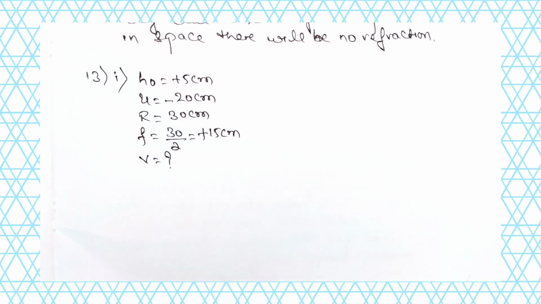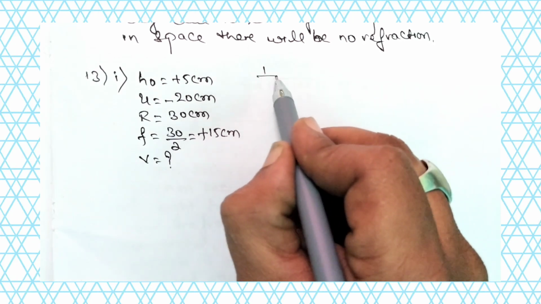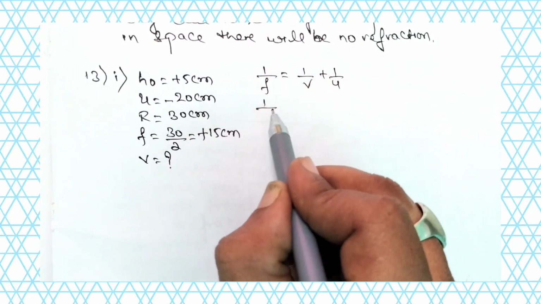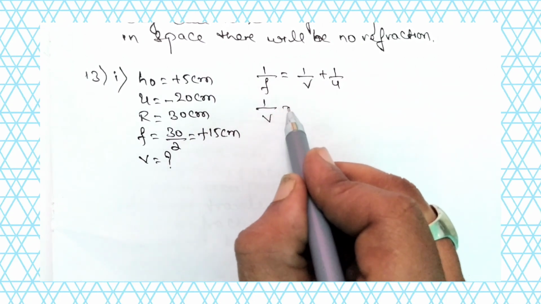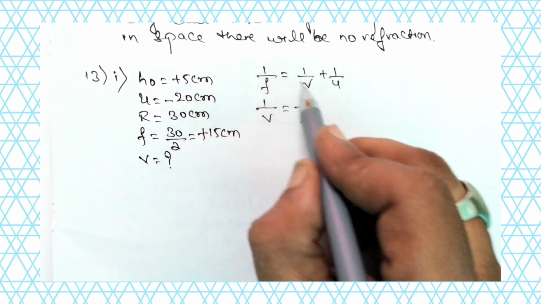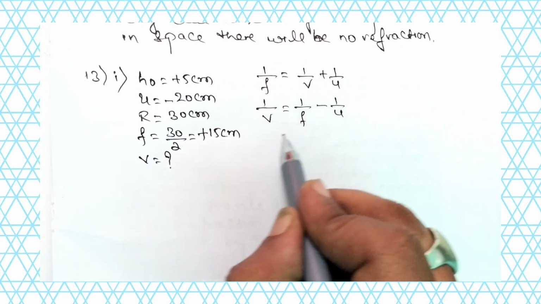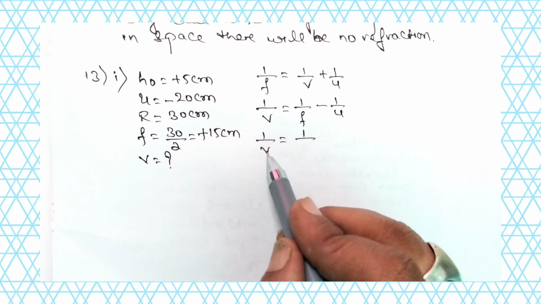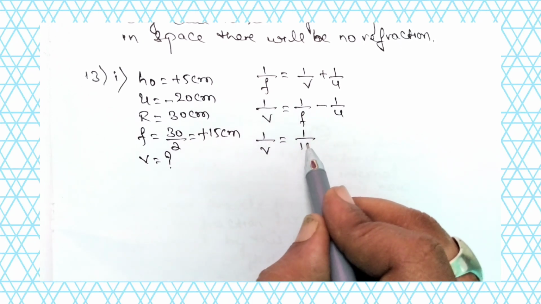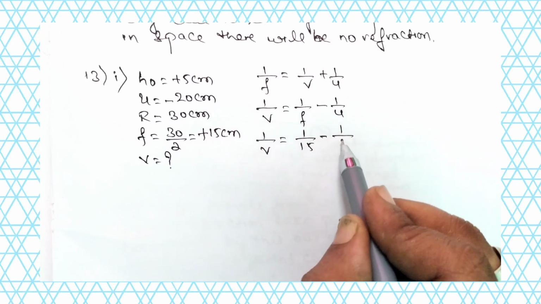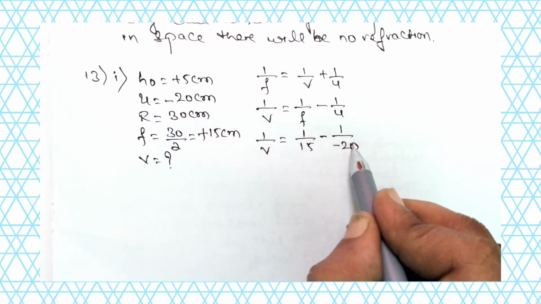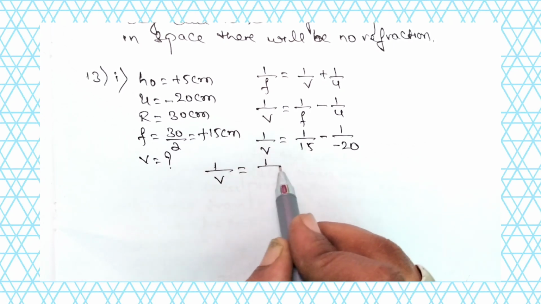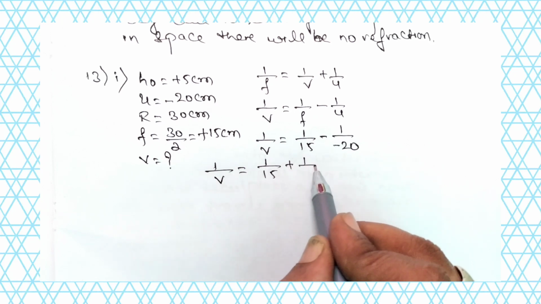So v is equal to question mark. So now let us use the mirror formula. 1 over f is equal to 1 over v plus 1 over u. What do we want? V. 1 over v is equal to 1 over f. You shift 1 over u, it will become minus 1 over u. 1 over v is equal to 1 over f, which is 15, minus 1 by u, which is minus 20. So 1 over v is equal to 1 over 15, minus by minus is plus 1 over 20.